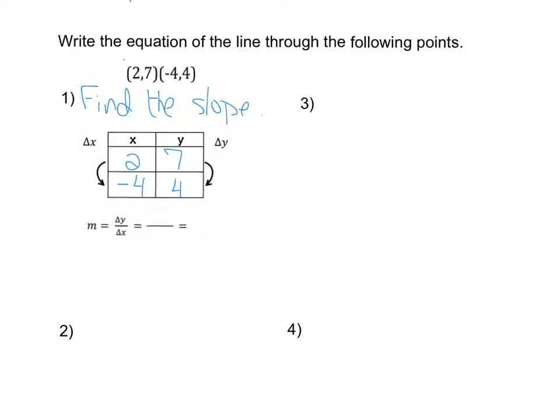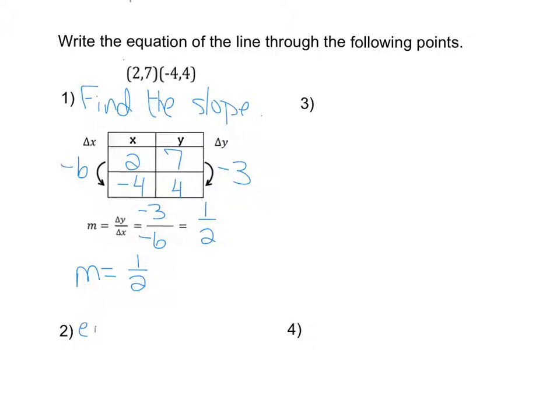So from 7 to 4, what happens? I go down 3. How do I get from 2 to negative 4? Use a number line if you need to. If I start at 2 and I go to negative 4, I have gone down 6 spaces. The difference between 2 and negative 4 is negative 6. So my change in y is negative 3. My change in x is negative 6. A negative over a negative is a positive. And 3/6 simplifies to 1/2. So m is positive 1/2.